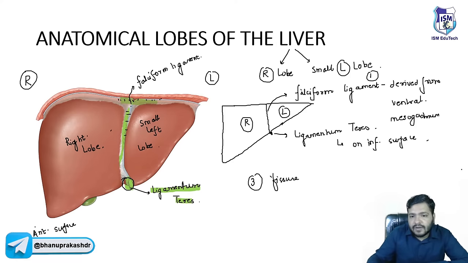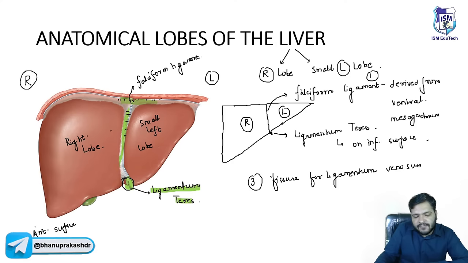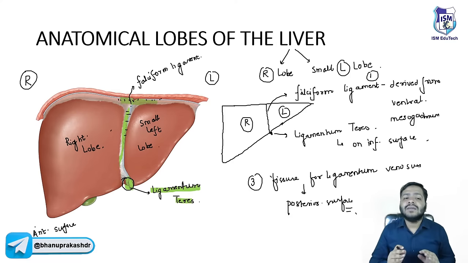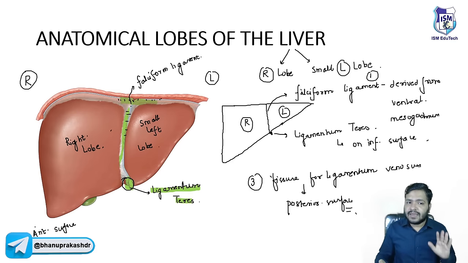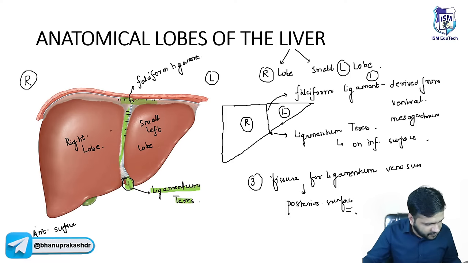Fissure for ligamentum venosum is present on the posterior surface. So I will show the posterior surface also, no need to worry. Anatomically, there are two lobes in the liver, the right lobe and the small left lobe, and they are divided by the falciform ligament, the ligamentum teres on the inferior part, and posteriorly we have the ligamentum venosum.